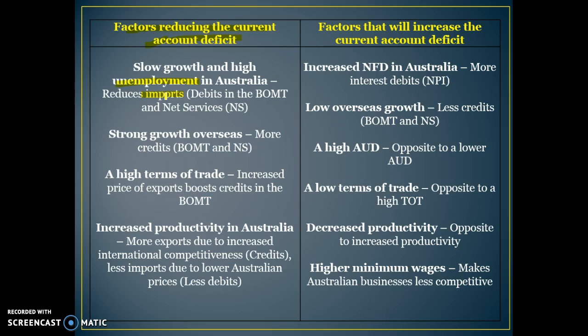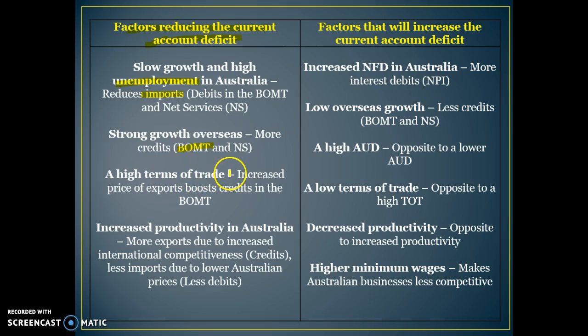Strong growth overseas will increase demand for our exports, so there'll be more money flowing into the balance of merchandise trade because there'll be more credits because we will export more goods and services. We'll export more iron ore because they'll need it for infrastructure. More people will come here on holidays. There'll be more tourism, more education. So strong growth overseas is good for reducing the CAD.